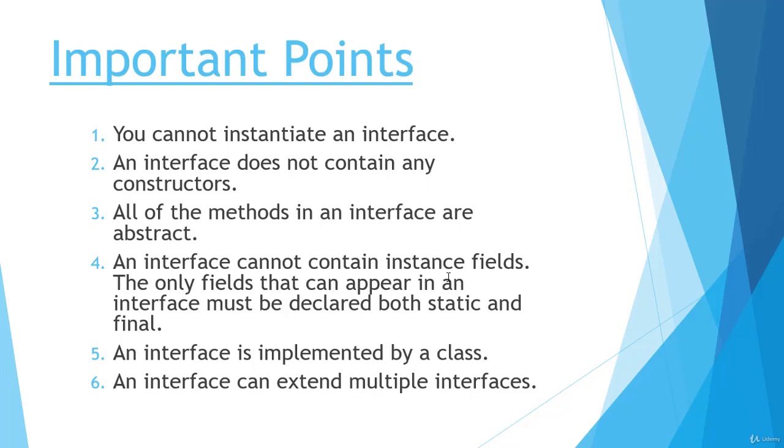Now there are some important points about the interface that you have to keep in mind. You cannot instantiate an interface, meaning you cannot create an object of the interface. An interface doesn't contain any constructor. This is a very important point. We cannot create a constructor in the interface. All the methods in the interface are abstract. When we create methods in our interface, all the methods should be abstract. There is no body of the methods in the interface.